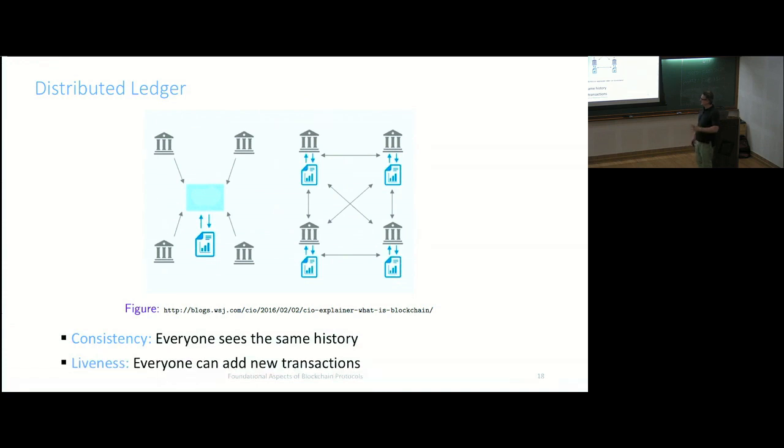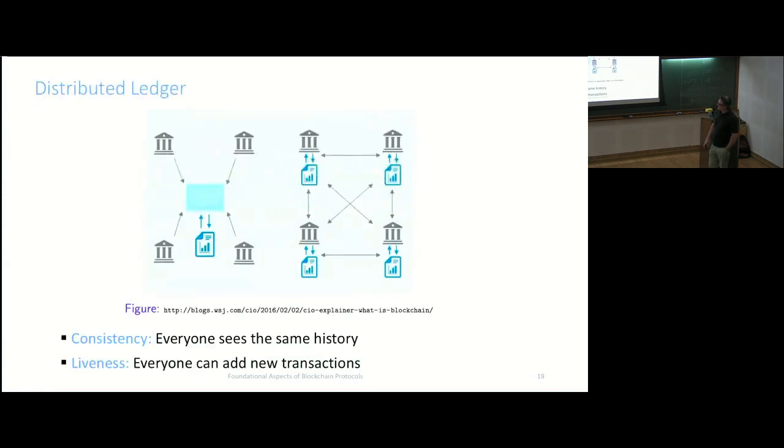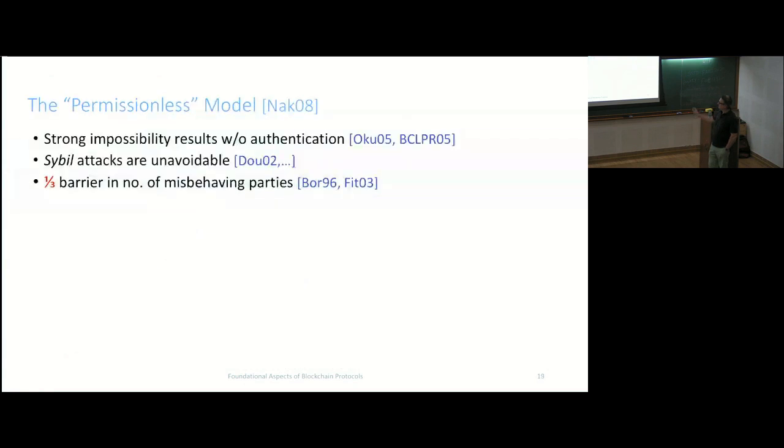Okay, and what are the properties a ledger should have? One is, as I say, same view. Everybody should be looking at the same thing. And it should be live, in the sense that you should be able to insert new transactions. We'll get back to a more formal definition of this robust distributed ledger object. Okay, so that's the distributed ledger, and we mentioned the permissionless model.